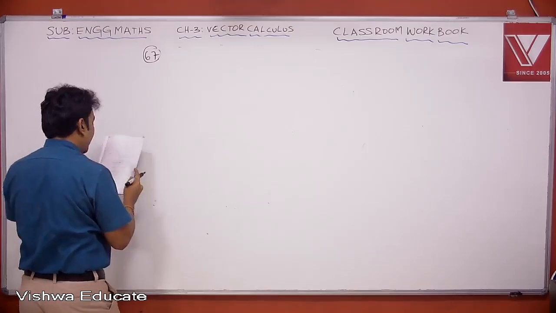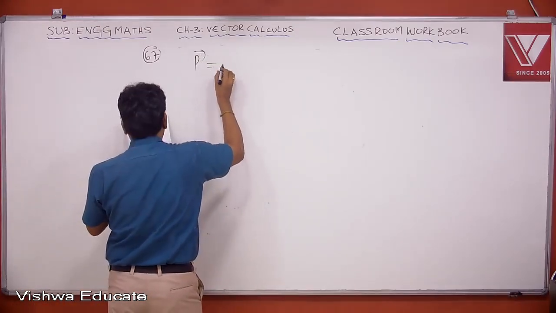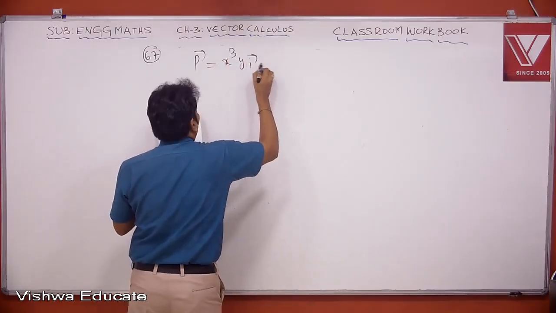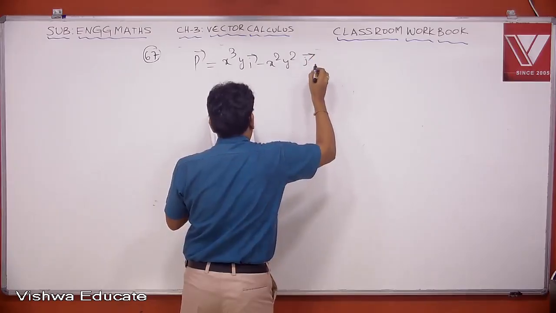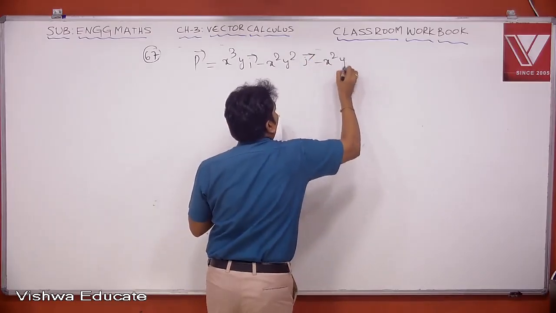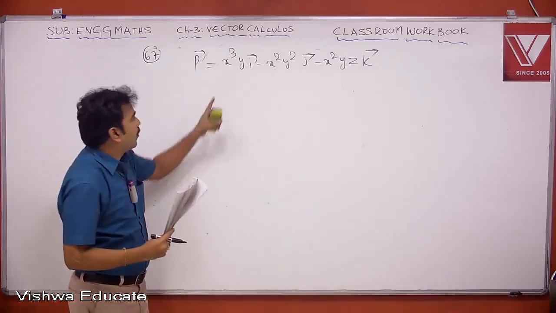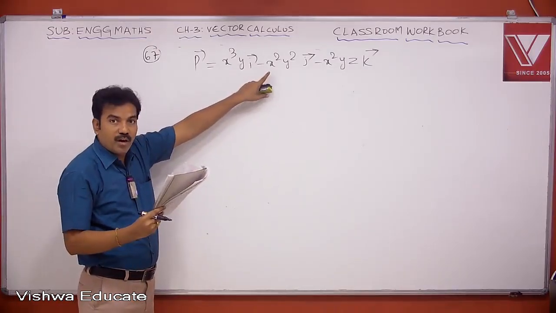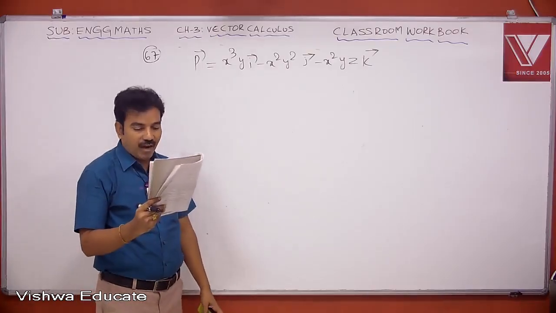So here a vector p bar is given by p bar equal to x cube y i bar minus x square y square j bar minus x square yz k bar. So this is my vector. What are my components? x cube y. Second component is minus x square y square. Third component minus x square yz. So options are like this.